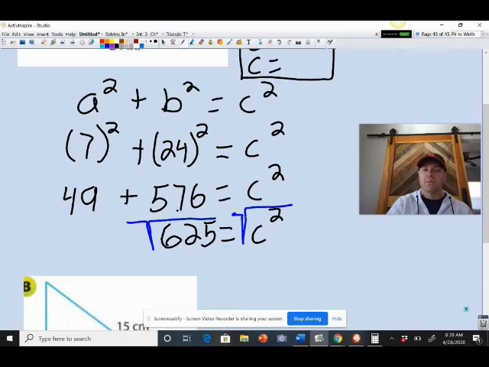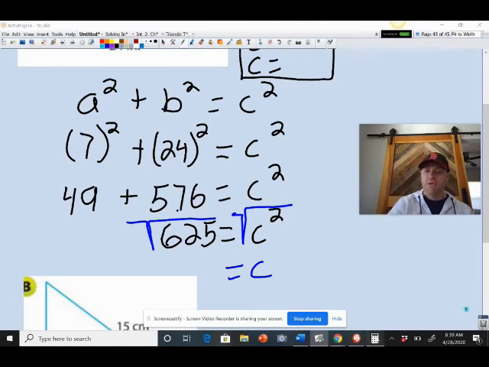So what number times itself equals C squared? Well, that's just C. C times C equals C squared. So the square root of C squared is C. This and this will cancel each other off. Okay, and now I've got 625. The square root of 625, one number times itself to equal 625.